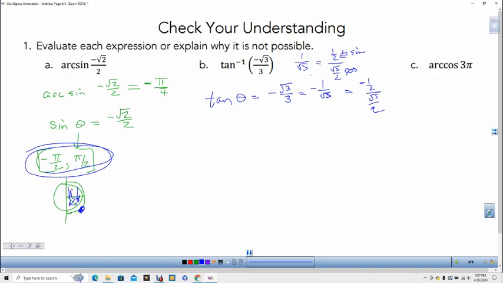What angle am I looking for? Well, remember, if I've got a cosine value of square root of 3 over 2, that means it's a pi over 6. What's the only negative pi over 6 that I've got down here? Well, that means theta is going to be negative 1 pi over 6. Remember, you're not doing the 2 pi over 6, because that's pi over 3.